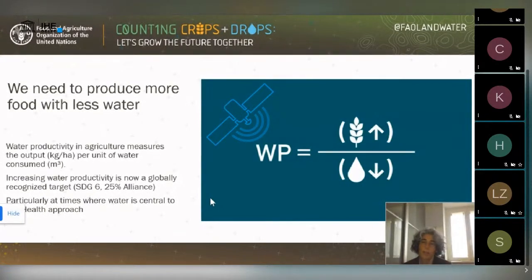There are different ways for measuring it, but the way we use it here is measuring the output in kilograms per hectare, so in yield or biomass production, per unit of water that is consumed, evapotranspired, to produce that output. And satellites really help us in monitoring this over time and over space, because it's a complex task to measure water productivity on the ground.